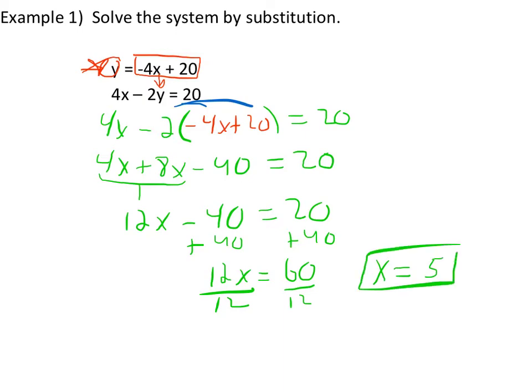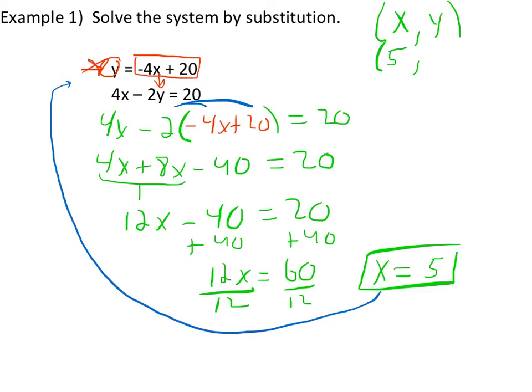Now remember, like when we graphed, we're looking for a coordinate. So the coordinate will have an x value and a y value. And we just found out that the x value is 5. So our last step is to find out the y value, in which we will take that 5 value and have a choice to plug into one of the two equations. Now here's where we want to be efficient. It is most efficient to plug it into this equation because it's already solved for y. We could plug it into the other equation, but it would just take more steps to solve.